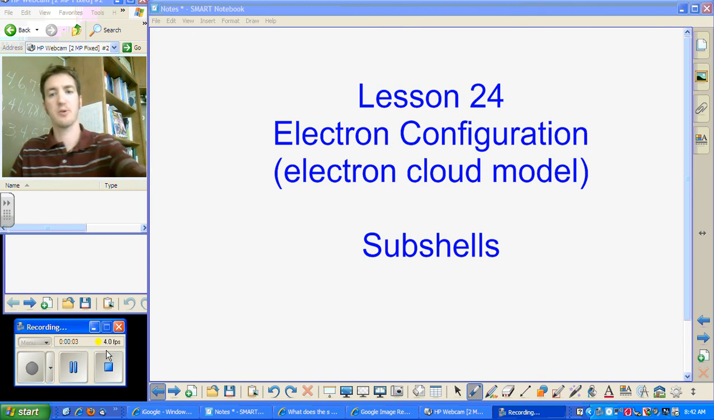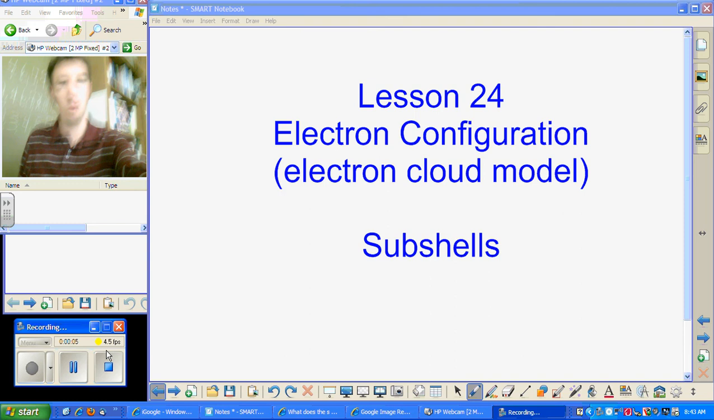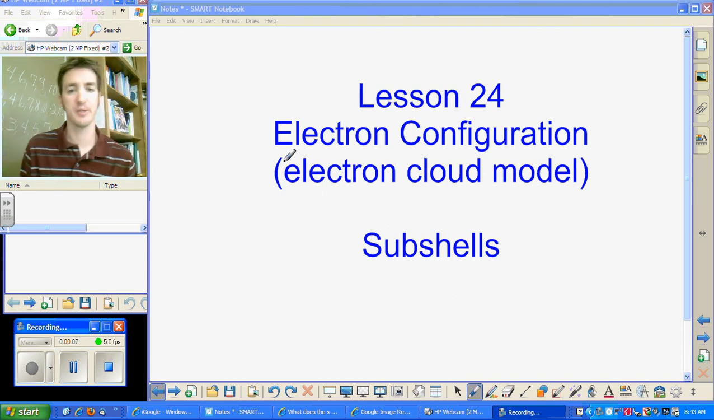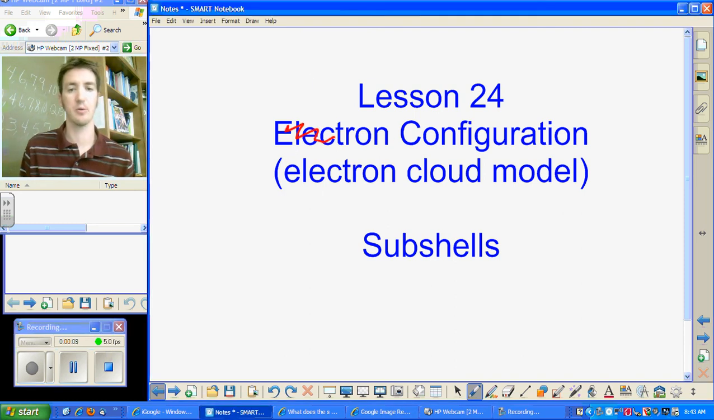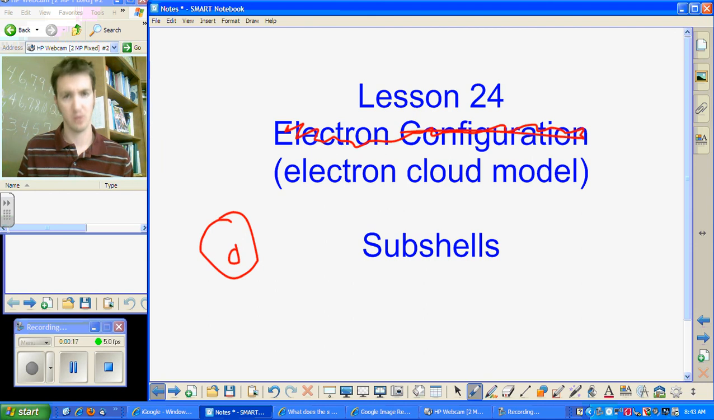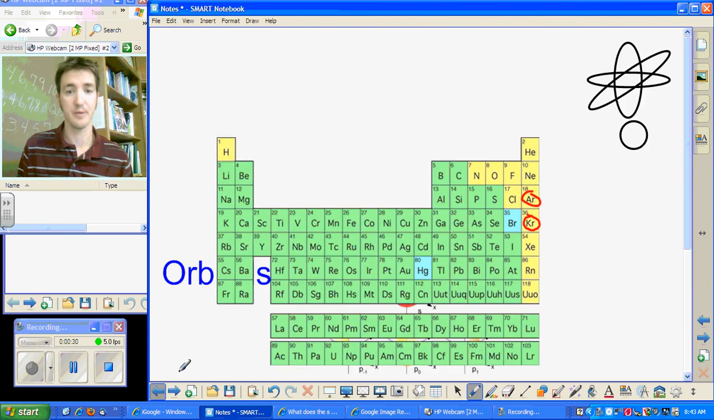Mr. Kern here. This is lesson 24, electron configuration, which sounds really scary, so we're going to ignore that and call this the electron cloud model. We've been doing the Bohr model with the shells, with the electrons on them. This is the more correct version of it. And with it, instead of looking at shells, we're going to look at subshells. So there are shells inside the shells that you never knew about because they didn't want to tell you yet.